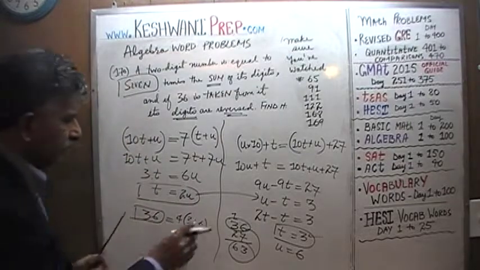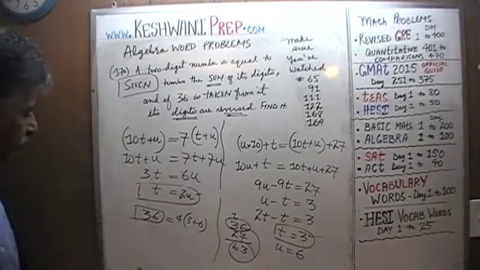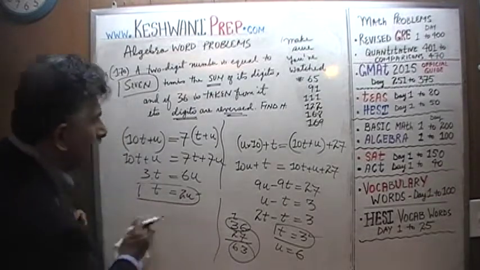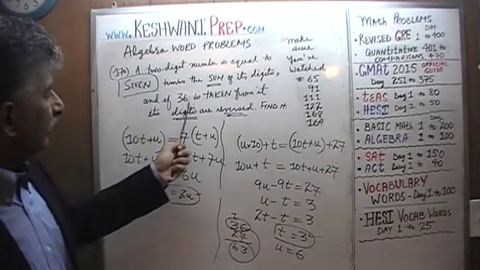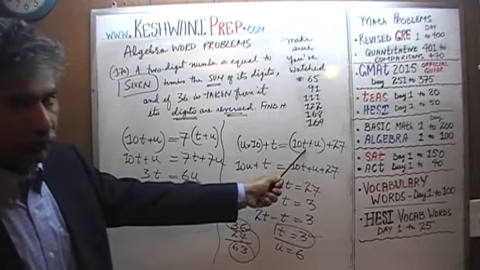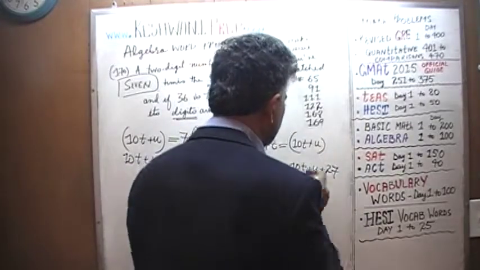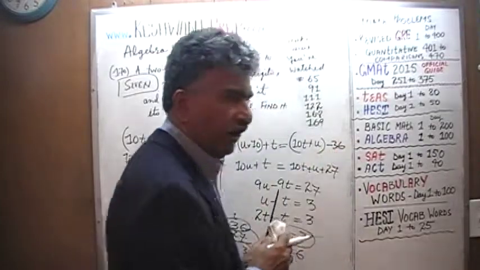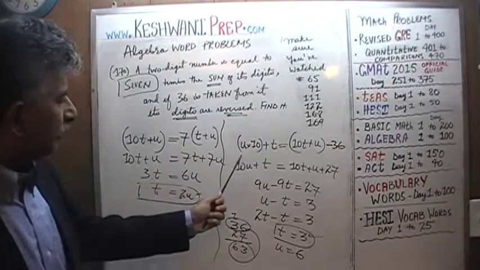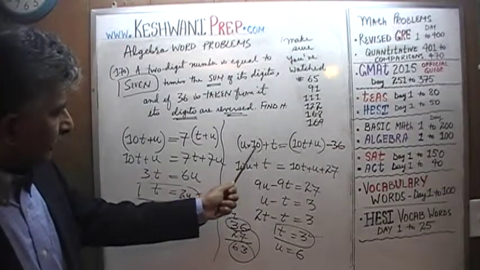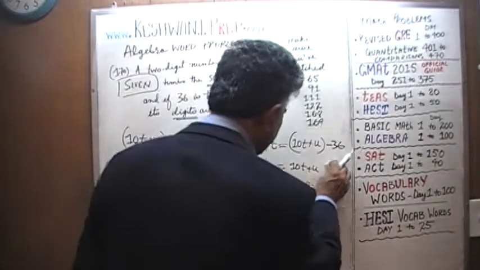We have just the opposite situation. So here, the substitution that we'll make will be for t, not for u. t equals 2 times u. Then they go on that if 36 is taken from it, this is the original number, two-digit number, 10t plus u. If you were to subtract 36 from it, what do you suppose is going to happen? The digits will be reversed right here. So the story continues. So here we have 10 times u plus t equals 10t plus u minus 36.